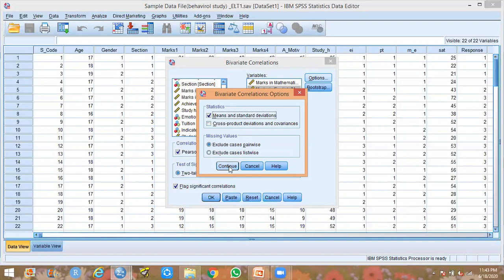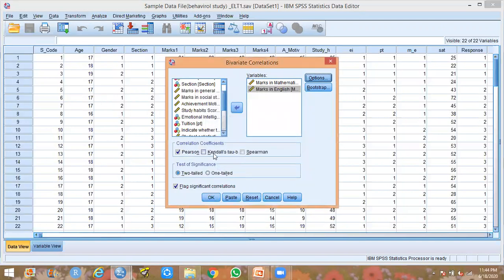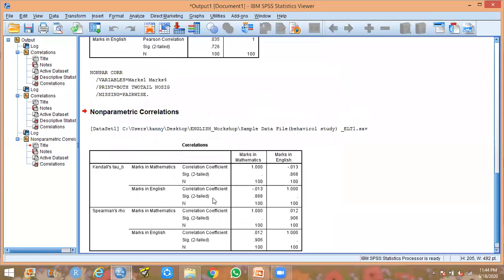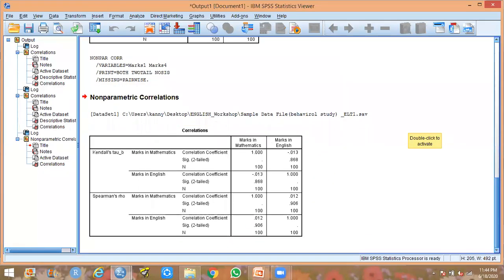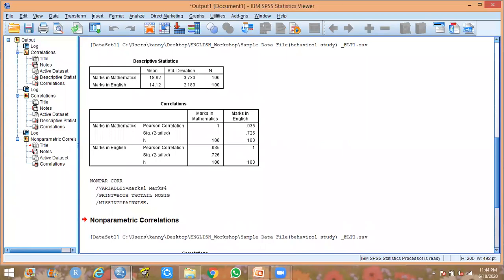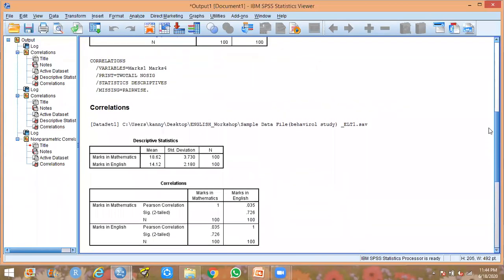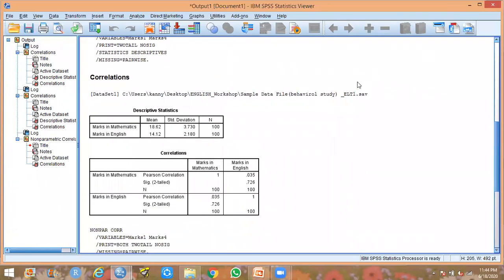Again, the Pearson correlation. If you want to use Kendall and Spearman, you can take them. Now you can see the correlations. What are the correlations and what are the descriptive statistics? Just in the output view, see the descriptive statistics.